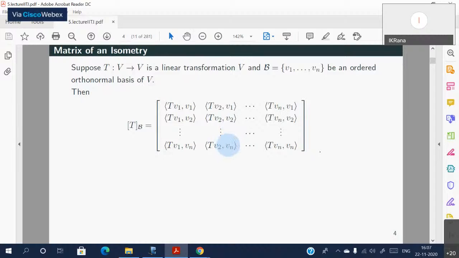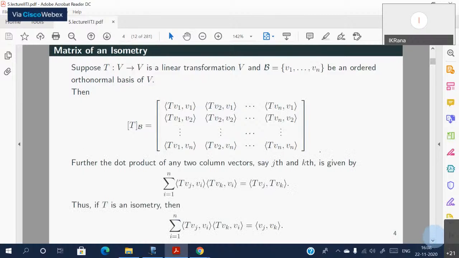Now, if I look at the dot product of one column with another, what does it look like? The dot product of the jth column with the kth column, multiplying entry by entry and summing, is just equal to T of Vj dotted with T of Vk. And if T is an isometry in addition, then this will be equal to the dot product of Vj with Vk.